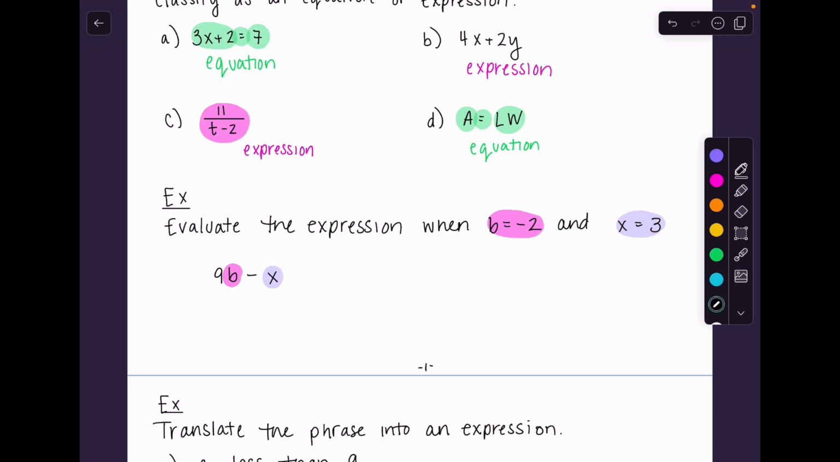So at this point, I can say this is equal to 9 times b, and b we're replacing by -2. And then I want to subtract x, and x is equal to 3. So all I have to do at this point is simplify this expression. So you follow your order of operations at this point because now it's just a bunch of constants. So going through that order of operations, we have to do multiplication first. So 9 times -2 is -18, and then -3. And going through that subtraction gives us -21.